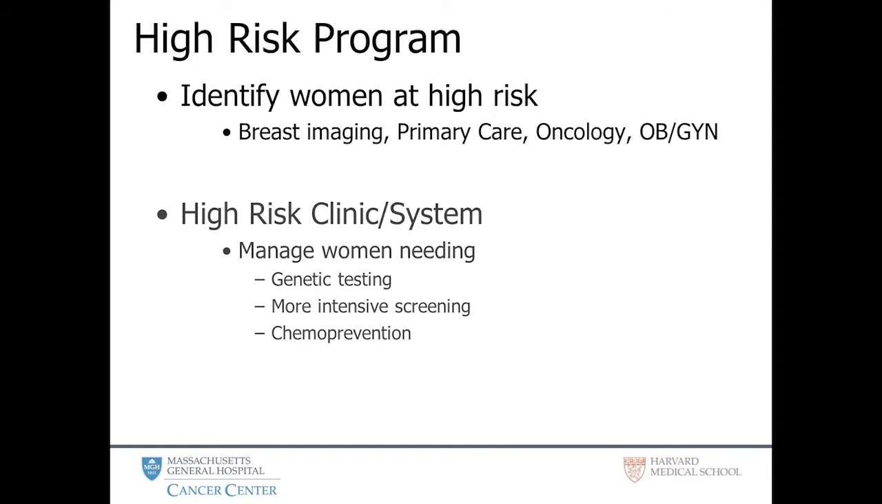At the next level, once that very small subset of high-risk women is identified, very small percentage-wise, but very large when you look at the actual number of women, when you look at those people who are identified who come into a high-risk clinic or a high-risk system, we need to then manage those women. Who needs genetic testing among that group? Who needs more intensive screening? Who needs chemo prevention? And so these various aspects have to be managed, but you're looking at two specific problems to work on. One is identifying the high-risk individual, and second, once they're identified, how do you then manage them appropriately within the context of your clinic?